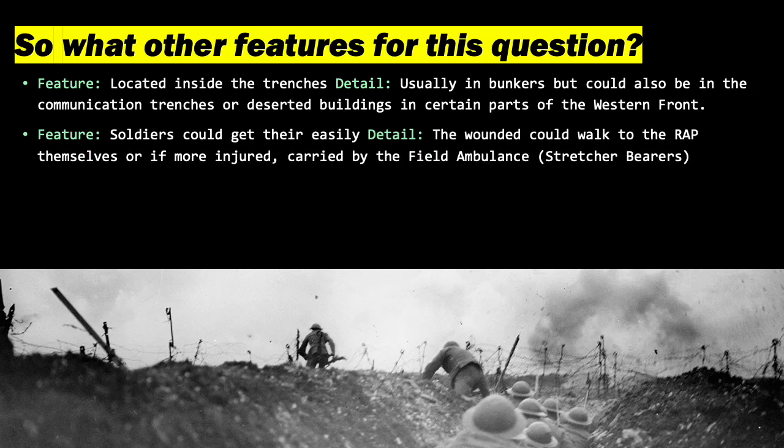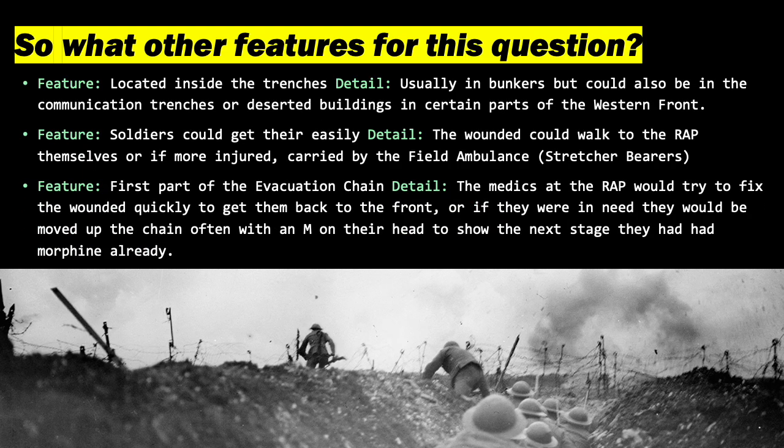Another feature would be that soldiers could get there easily. Obviously, it's in the front line. They could walk to the RAP themselves, or if they're more injured, they could be carried by the field ambulance or the stretcher bearers. And again, you could add something in there, perhaps that it was run by a regimental medical officer, RAMC, who was in charge of the field ambulance, and how many people it could hold, maybe one RAMC for so many soldiers, whatever detail. The thing with this question is there's loads you could say. It's important that we get in and get out quickly.